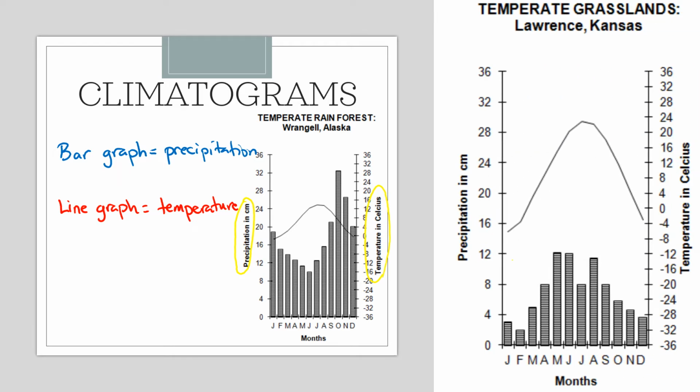Here's another climatogram for you guys to practice reading. So we have temperature represented by the line, and then the bar graph would be the precipitation.